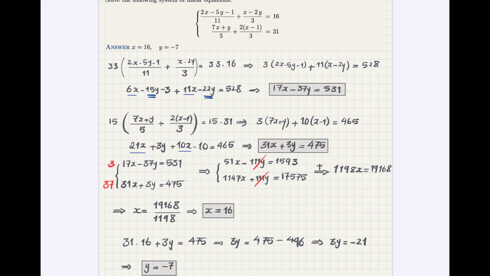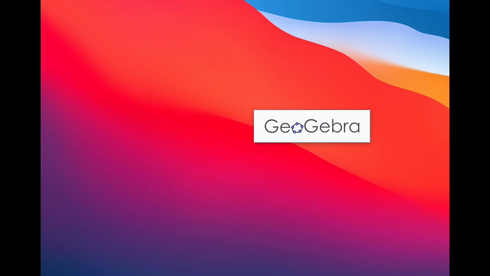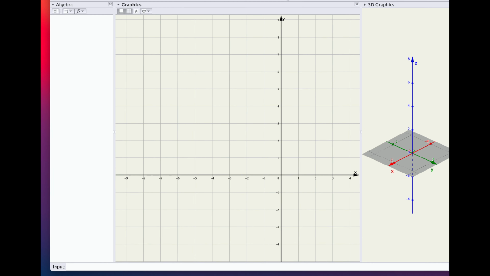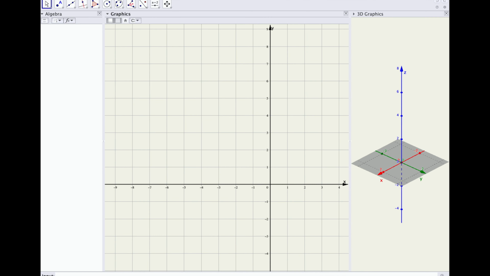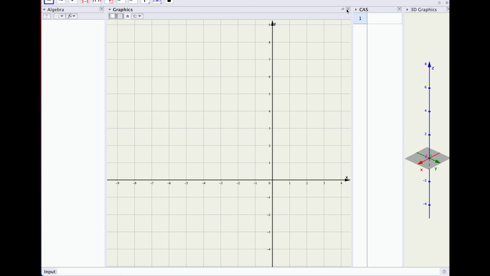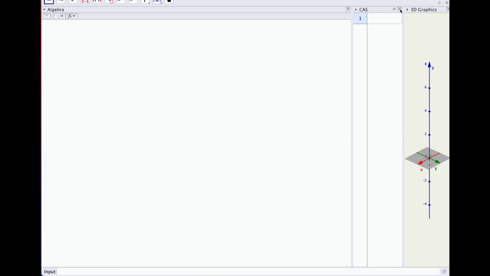But that is also good if we learn how to solve these problems using GeoGebra. So if I go here and open a GeoGebra software, I'm using Classics 5 here. So let me make it a little bit clear for you. So if you want to solve systems of equations, the standard ones are not appropriate for us. We need to open a CAS window. CAS, Computer Algebra System. So if you see this, I'm opening it. Let me close these things, don't distract you.